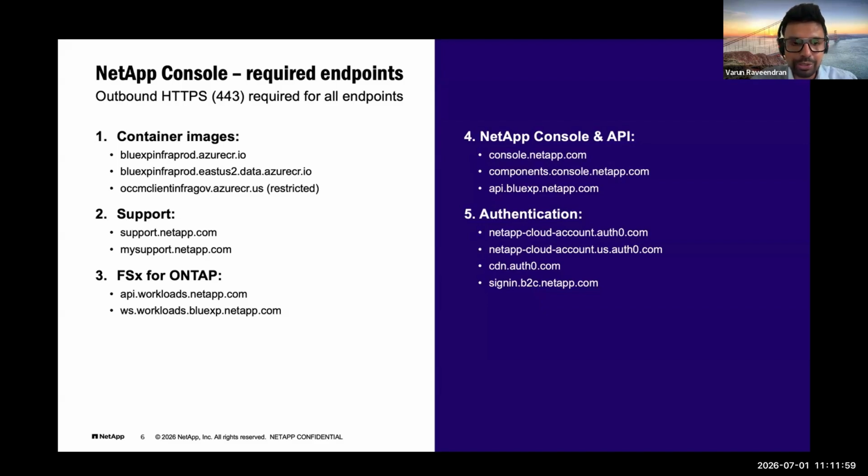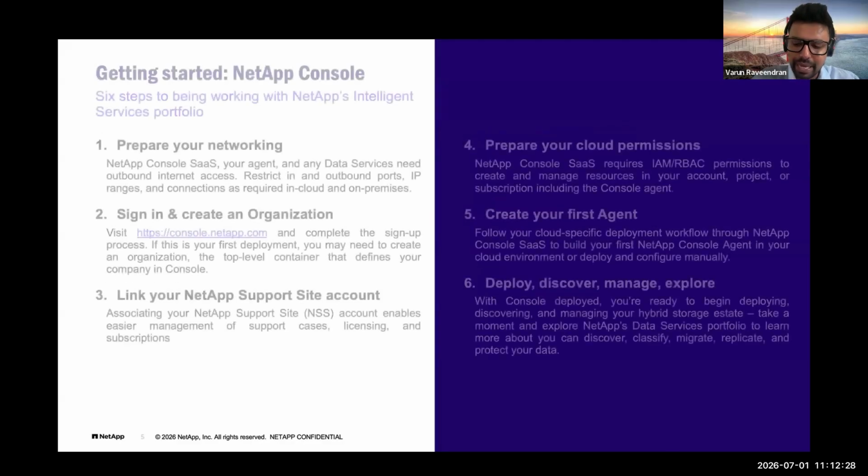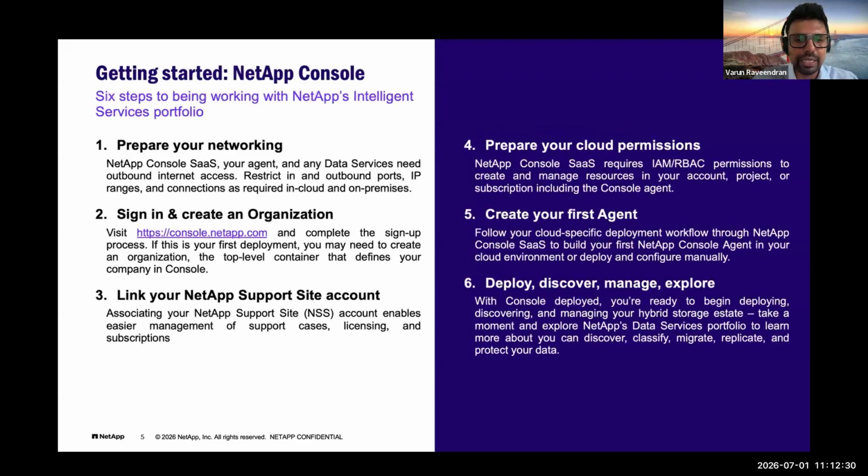Then for your support use case, where you have to send your auto support logs to NetApp, you have to have this endpoint of support.netapp.com and mysupport.netapp.com. And for AWS hyperscaler users, if you want to spin up FSx using NetApp Console, which is a fully managed native service on Amazon, which is backed up by NetApp, you should have these two APIs as an endpoint connectivity.